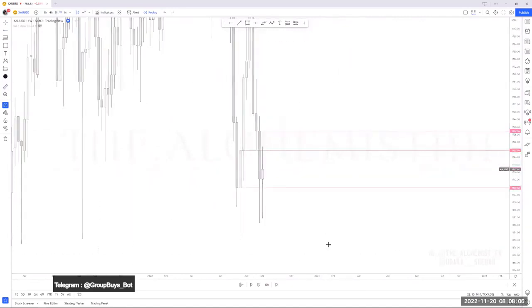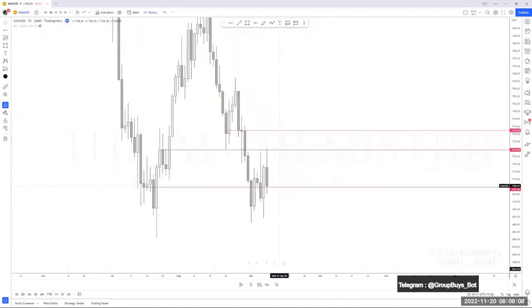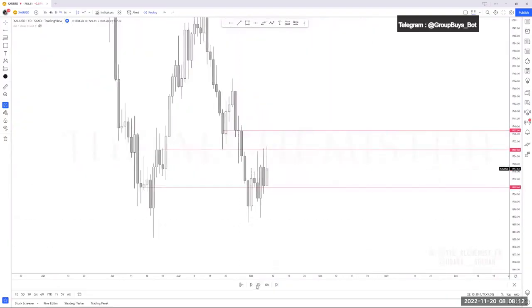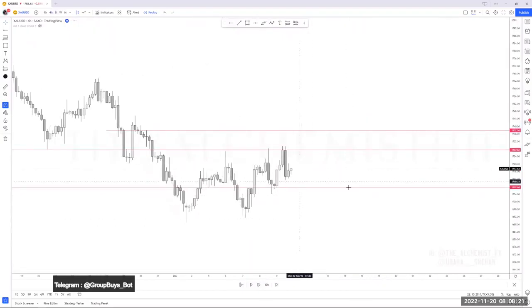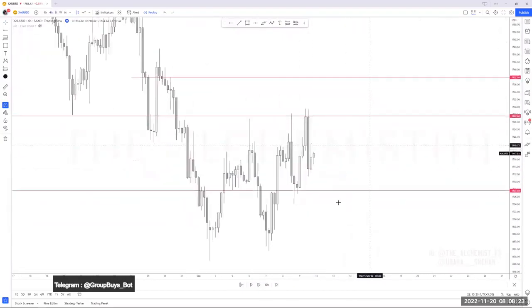Let's go to the daily. Okay, daily has tapped into these areas. So let's wait. Still respecting. Can you see? Daily is still respecting the daily zones. So I even had a buy in here. Yes, I even had a buy in here.